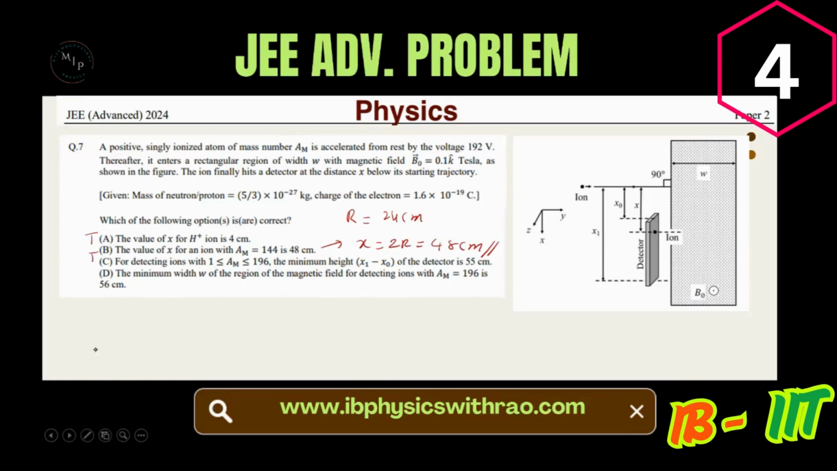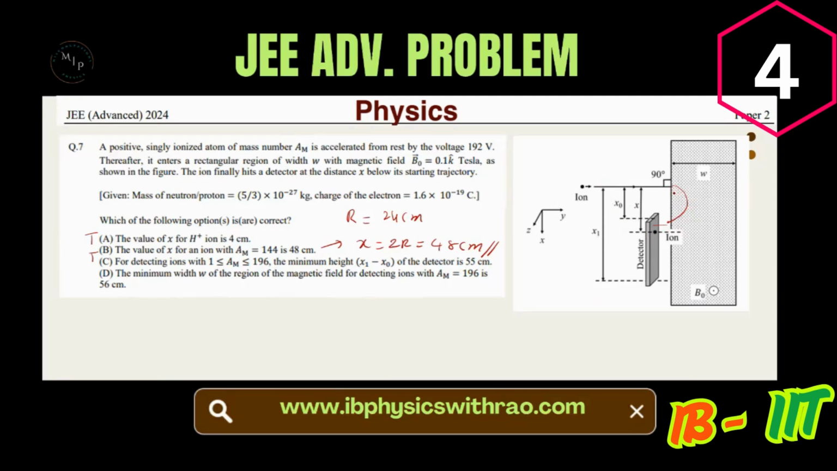Next: for detecting ions with 1 less than or equal to AM less than or equal to 196, the minimum height x1 minus x0 of the detector is 55 centimeter. Now, what is x1? X1 should be the maximum distance. This is your x1 here. Why do we get this? There are some ions, the hydrogen ion for example, that will come and hit the detector here. So the hydrogen ion has been detected.